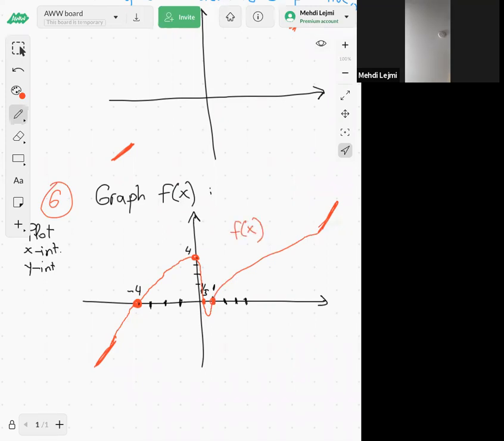All right. So don't forget to check the multiplicity of your x-intercepts, right? If it's odd, then you cross the x-axis. If it's even, you touch the x-axis and you turn around. Right? Any questions, guys?